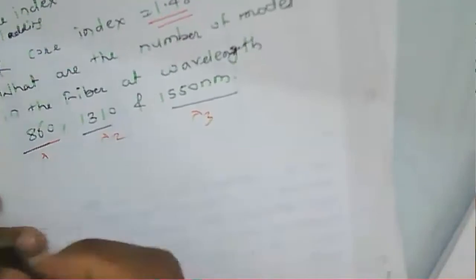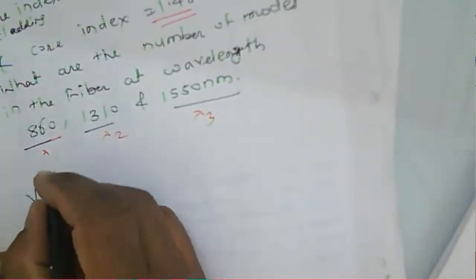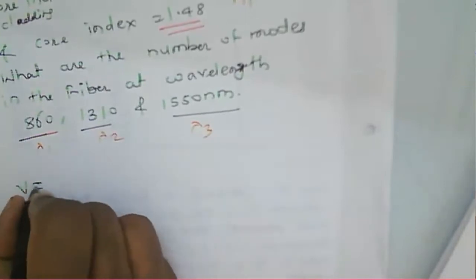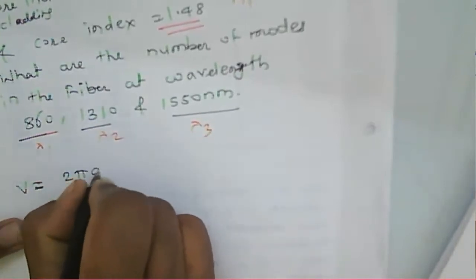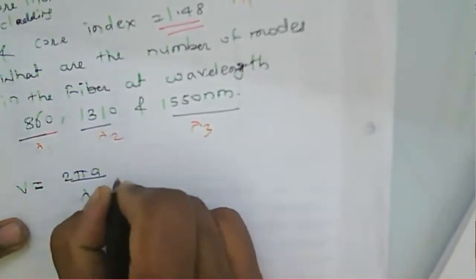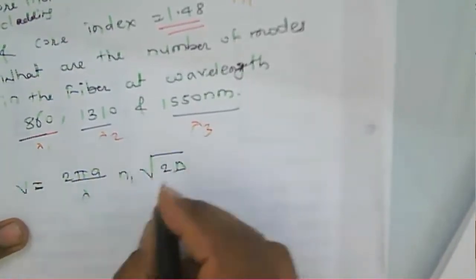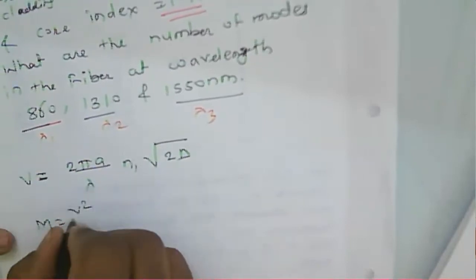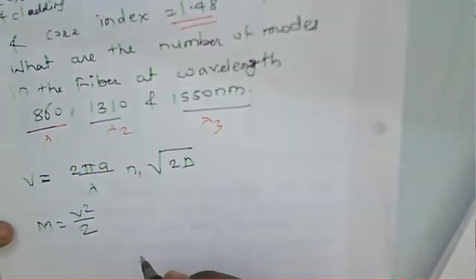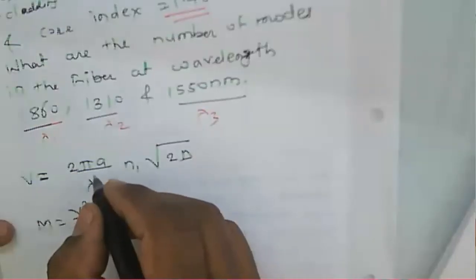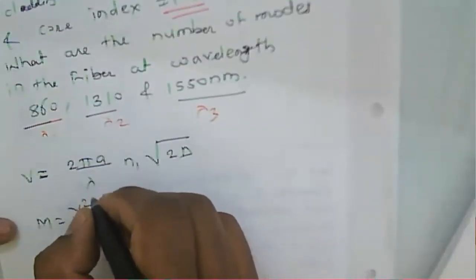So now the formula is the same. To obtain m, we need to consider V first. V is equal to 2 pi a by lambda times n1 root of 2 del, and then m is equal to V square by 2. All the parameters are the same, only there is variation in the lambda.